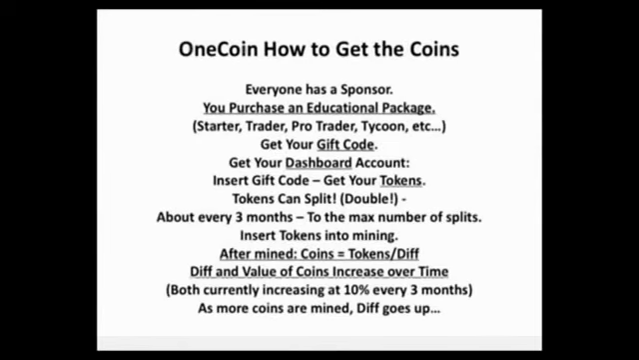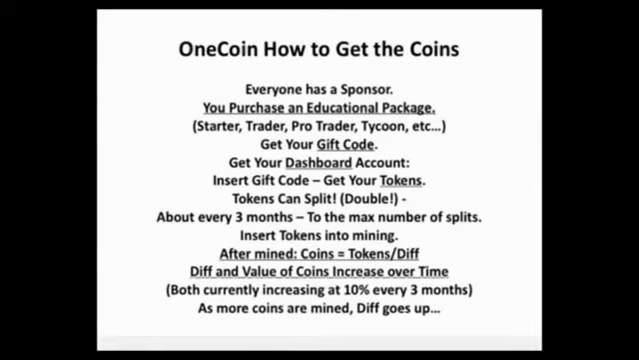The next slide is how this really works. You purchase an educational package, and the packages are called, say, a starter. And you get your gift code, you get your dashboard account, and when your account comes up, depending on your package, you get tokens. The number of tokens changes with the account. The more money you put in, the more tokens you get. And your tokens can split. Every 3 months or so, the tokens double. The starter account can split once. Tycoon account can split twice.